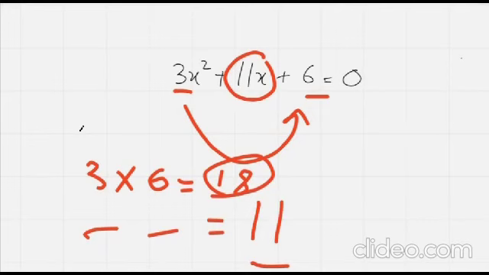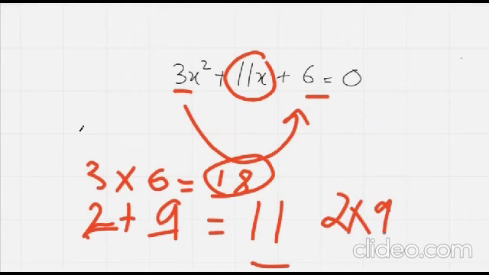So the two numbers that we will use over here are 2 and 9, because when I add 2 and 9 together I'll get 11, and when I multiply 2 and 9 together I'm going to get 18. So these are the two numbers that we're going to use.